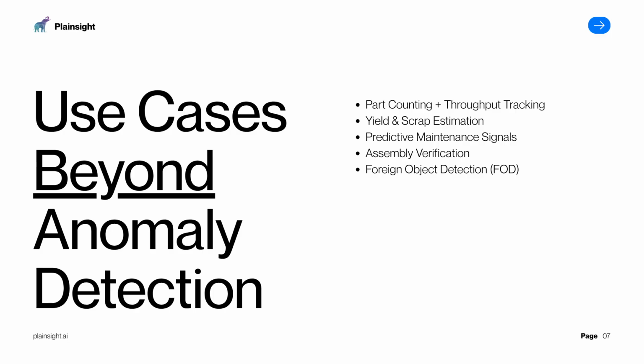The best part is that anomaly detection is just one piece of what the system can do. You can chain multiple filters together to detect part counting, throughput tracking, yield and scrap estimation, predictive maintenance triggers, foreign object detection, and assembly verification. Basically, if a camera can see it, Plainsight can help you make it useful.